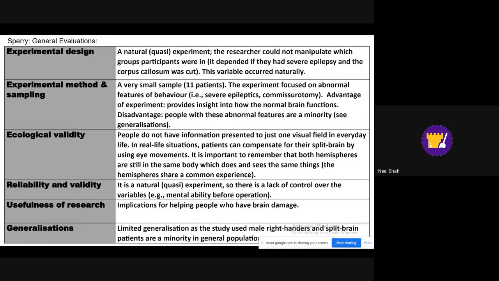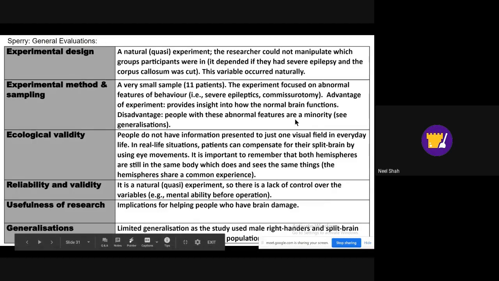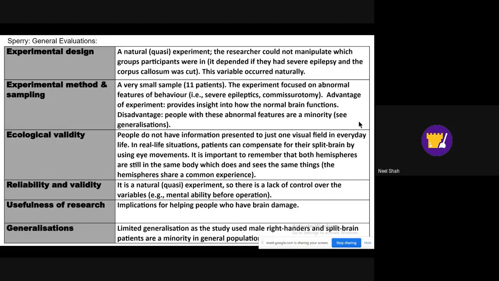It was a small study, only 11 patients. And it was a very specific task that they were given as well. So you can't generalize this to everyone. Maybe this is more to do with their epilepsy than it is to do with general brain function.